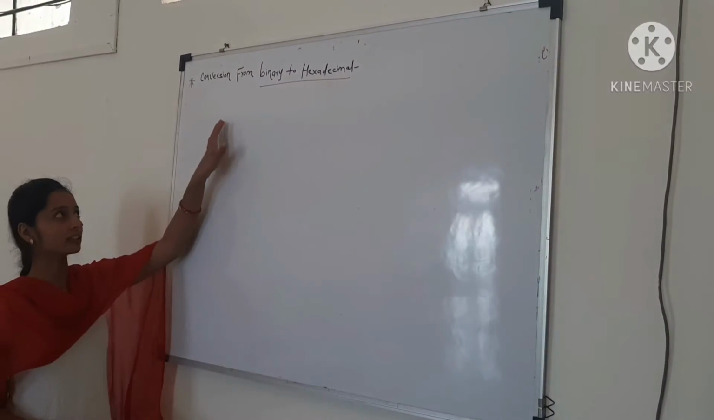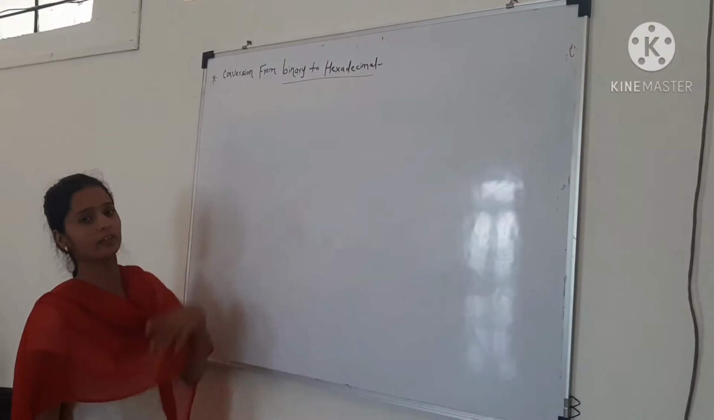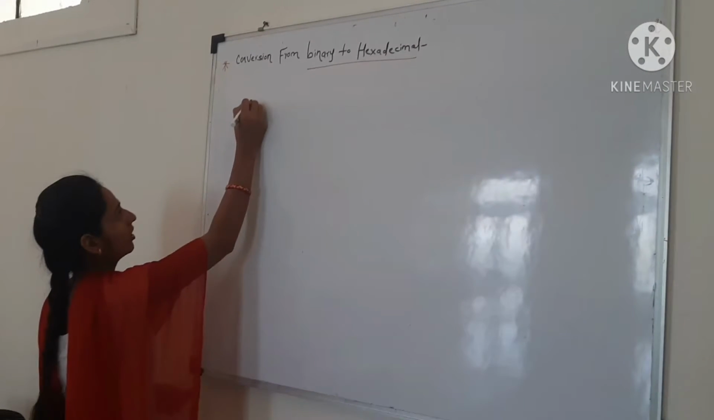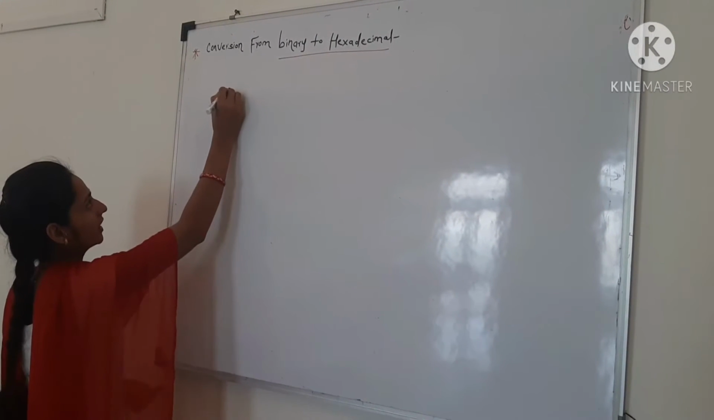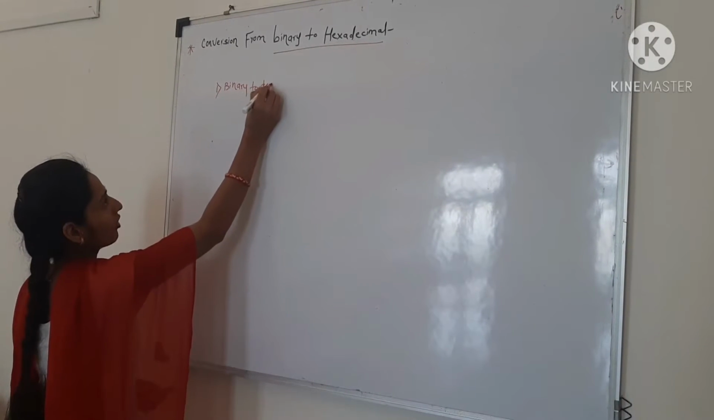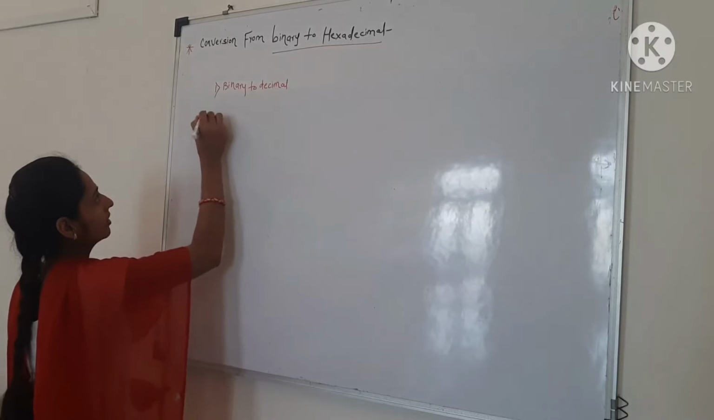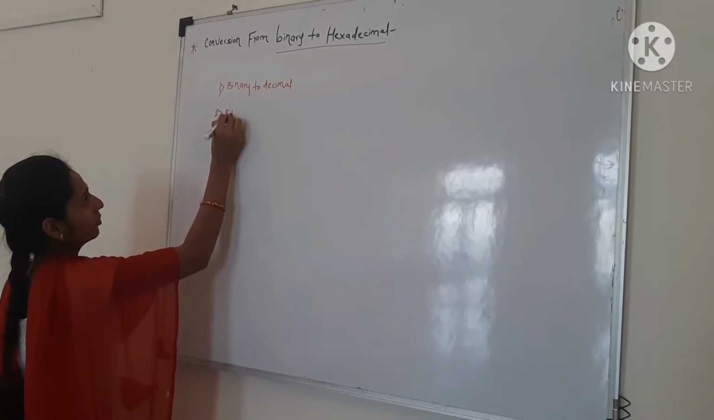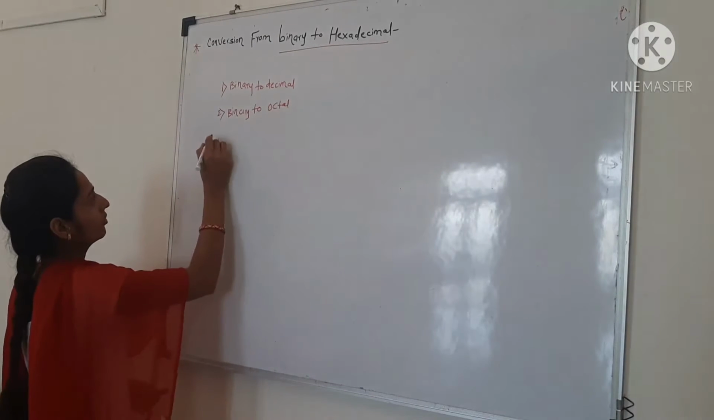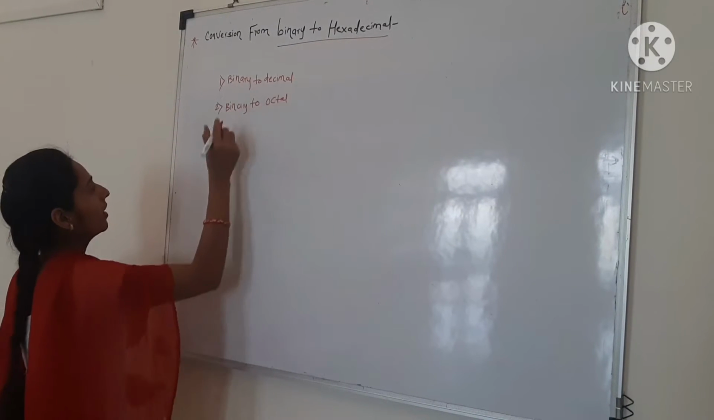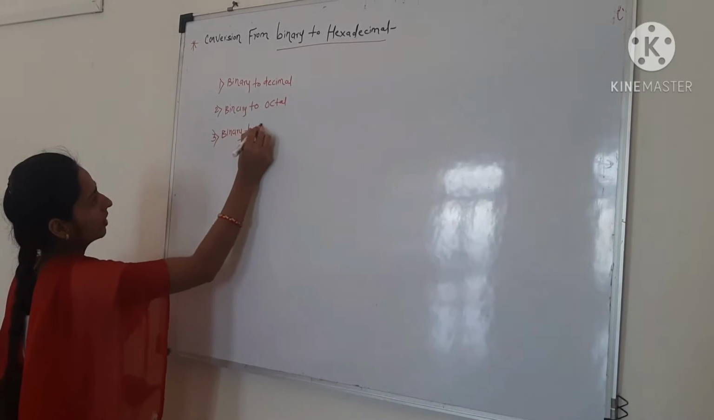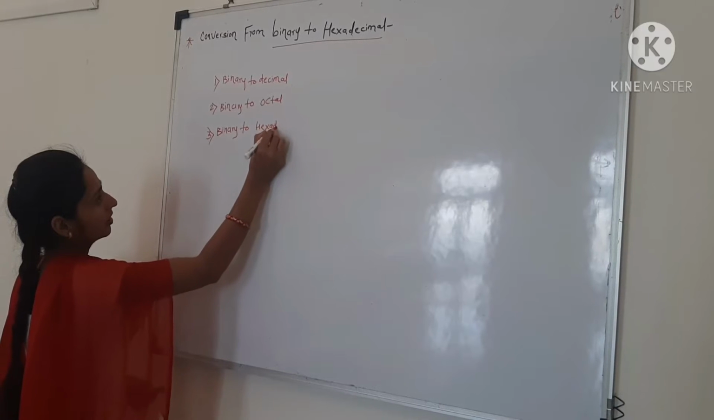Let's start with today's topic, that is conversion from binary to hexadecimal. In the previous lecture, we completed two conversions: the first one was binary to decimal, and the second one was binary to octal. Today we are going to see the third conversion, that is binary to hexadecimal.